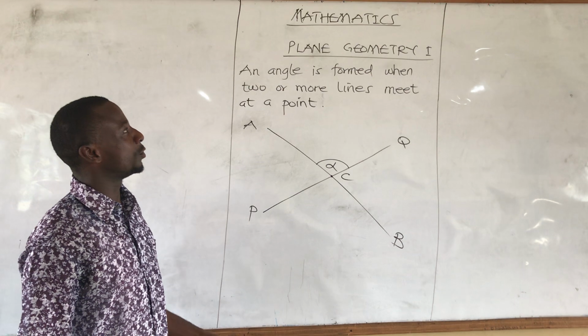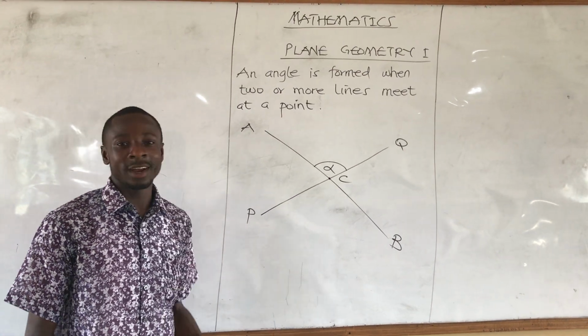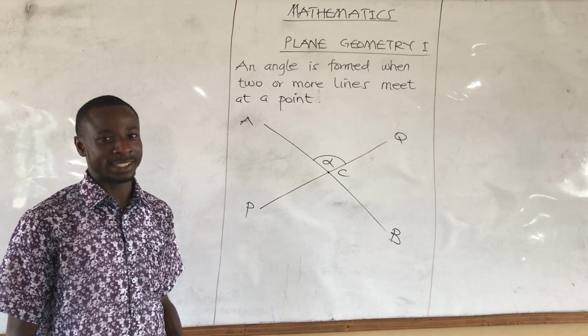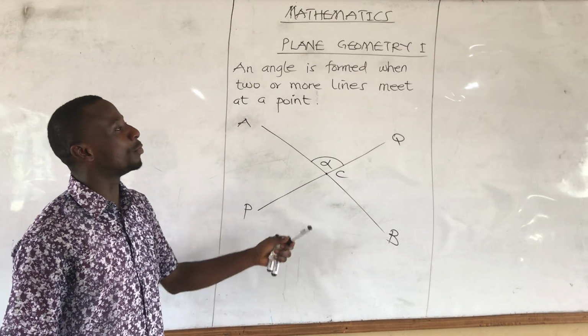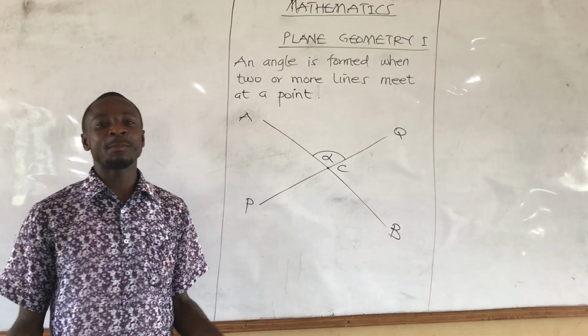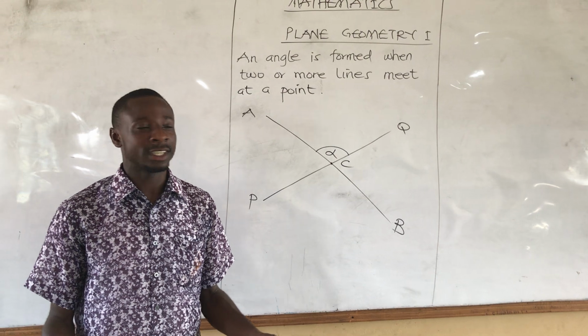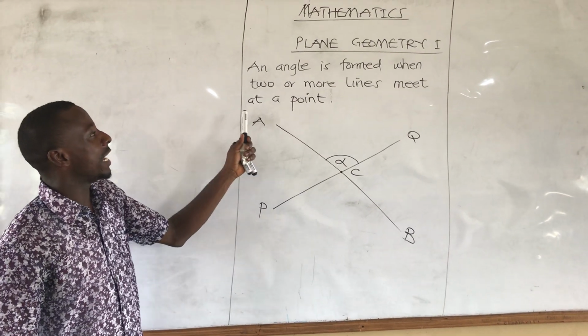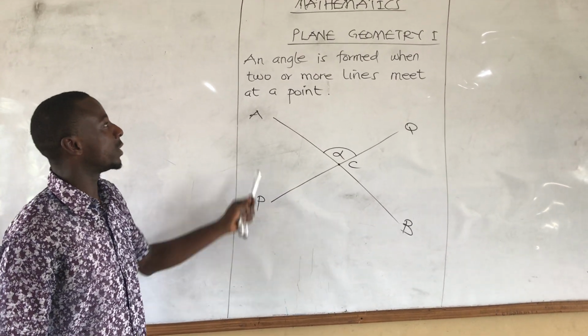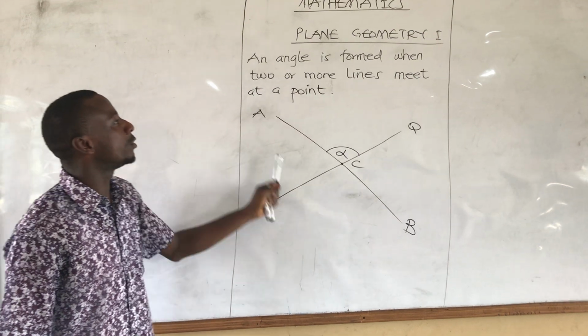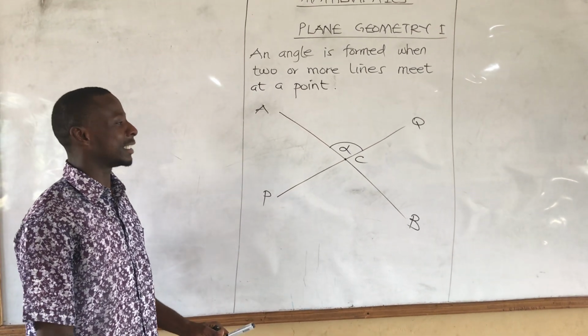Okay, this afternoon we would like to look at one of the interesting topics in mathematics, and that is plane geometry 1. Basically, plane geometry 1 is about angles. So from here we have a definition of an angle, which is that an angle is formed when two or more lines meet at a point.